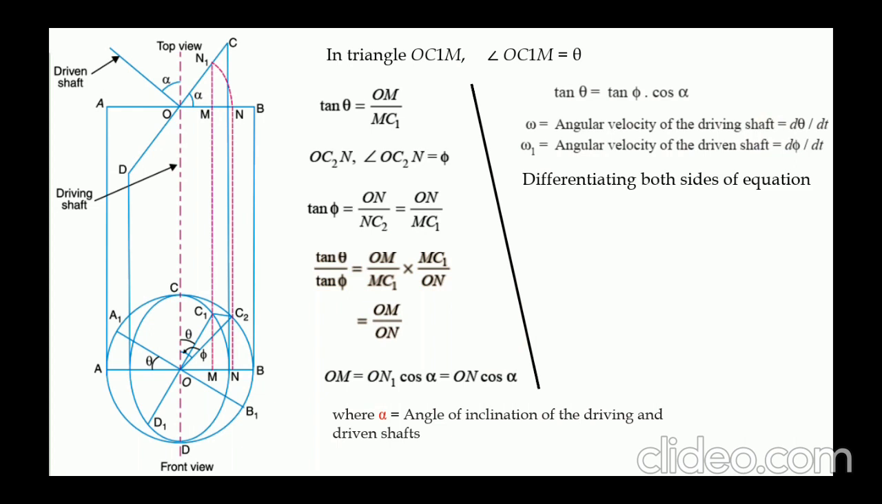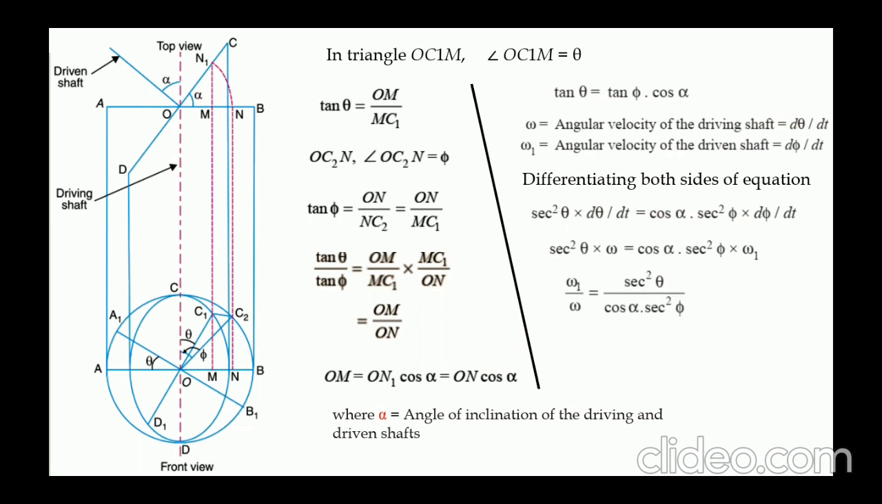So if we differentiate both sides of the above equation, that is tan theta is equal to tan phi into cos alpha, what we will get is sec square theta into d theta by dt is equal to, as cos alpha is constant, the differentiation of tan phi will be sec square phi into d phi by dt. Now we have assumed d theta by dt as omega and d phi by dt as omega 1. Substituting those values, we will get sec square theta into omega is equal to cos alpha into sec square phi into omega 1.